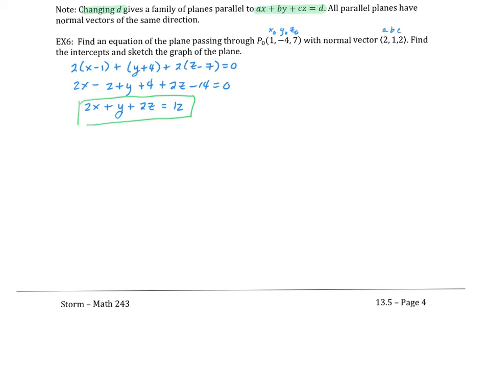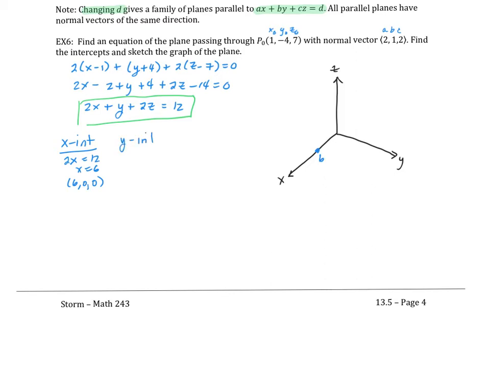Now I want to go ahead and sketch the graph. So all I have to do is find my intercepts. And here this is x, y, and z. So let's find our intercepts. The x-intercept is found by letting y and z equal 0. So that would just be 2x equal to 12, or x is equal to 6. So the x-intercept is the point 6, 0, 0. And I'll just pretend like 6 is around here.